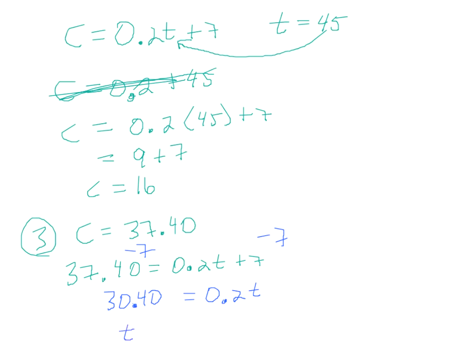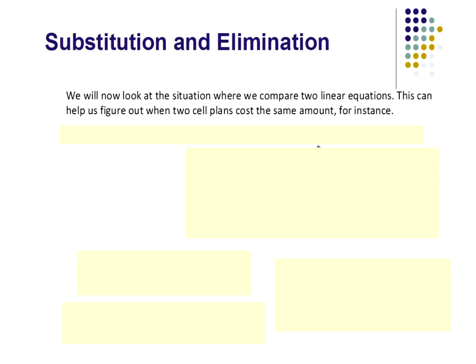I'm going to divide both sides by 0.2. Now that's the same as multiplying both sides by 5 in effect. So this will give me 152 minutes. And so by using these equations, I'm able to predict the values of the equation for certain times, or vice versa.